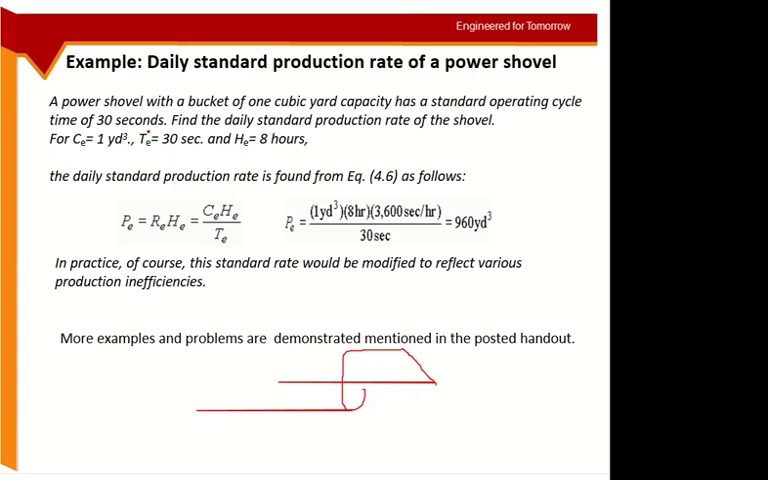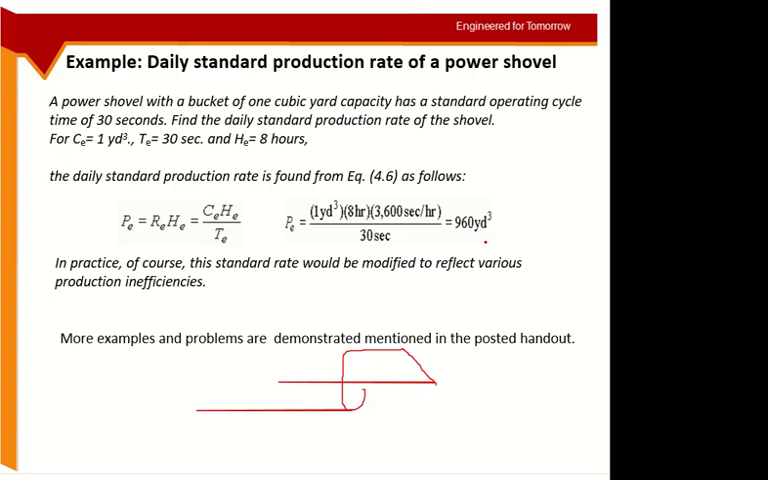If you want to calculate the production rate for a day for this power shovel, then 1 cubic yard upon 30 seconds will give you the rate RE. So RE is 1 cubic yard upon 30 seconds, multiplied by the number of hours it is available for the day, which is 8 hours. Because we have 30 seconds here and 8 hours here, I need to convert the units. So this is 960 cubic yards.